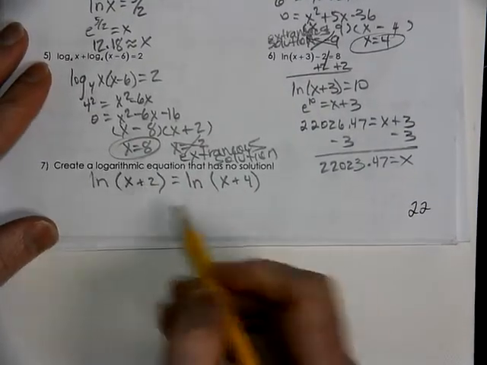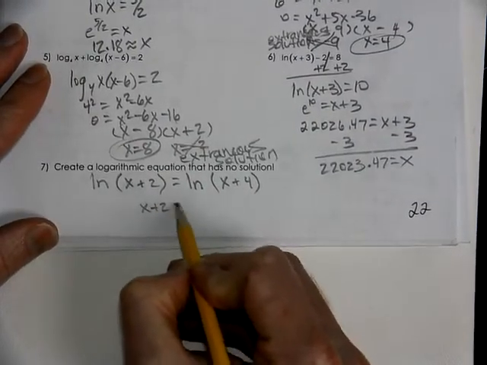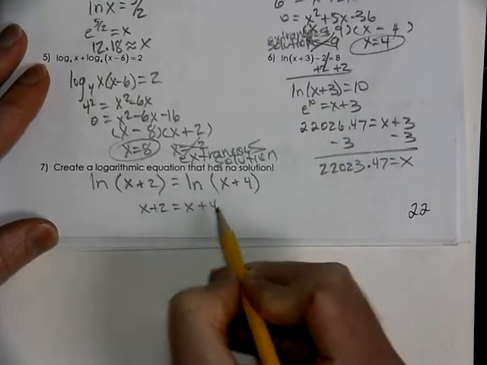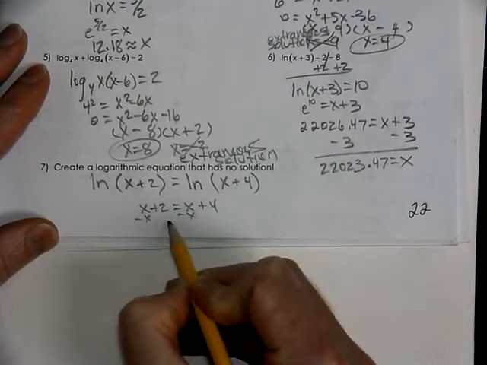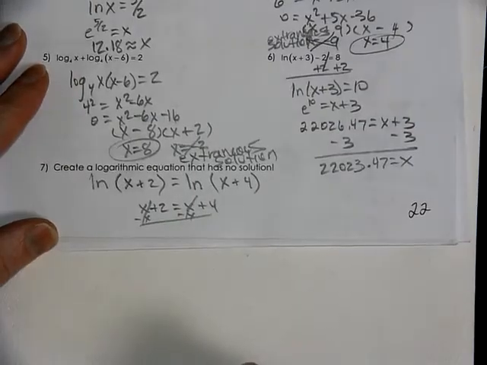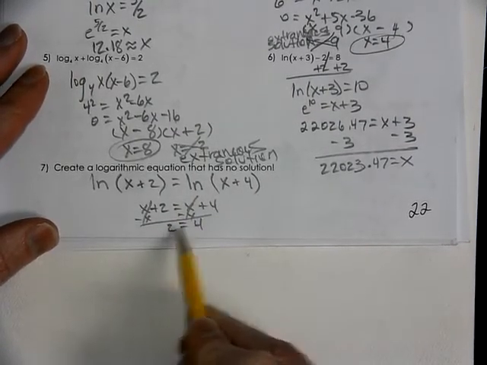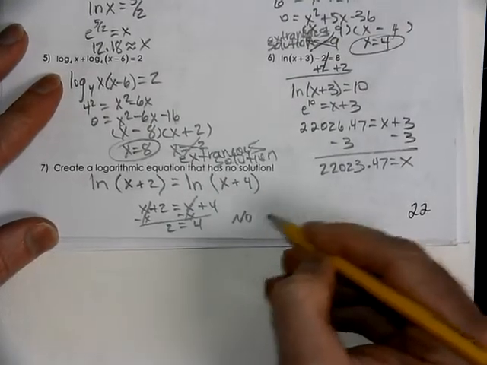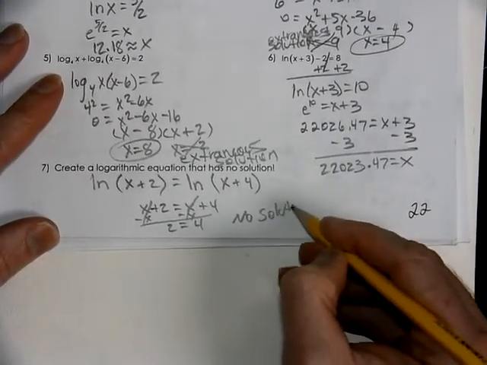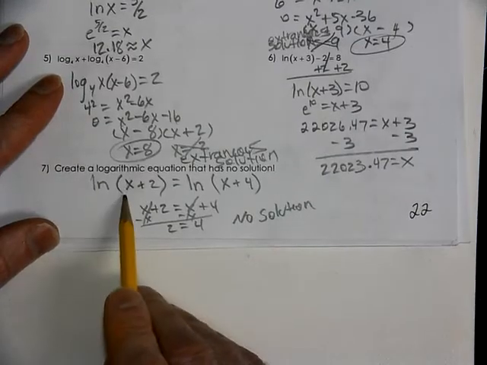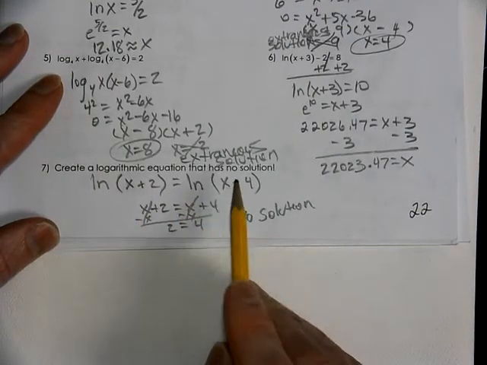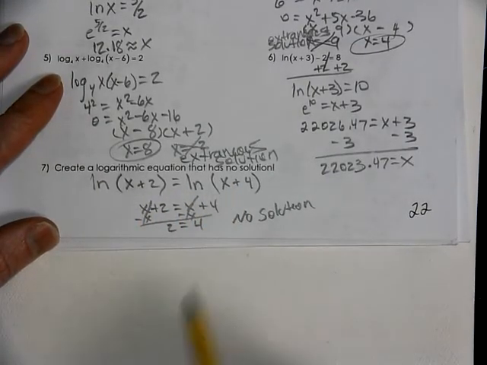to solve it, when we set our two expressions equal to each other, every time we do this, the x's are going to cross out completely. So we will get a false statement that says 2 equals 4. There is no solution. This logarithm never crosses that logarithm, so there's no solution.